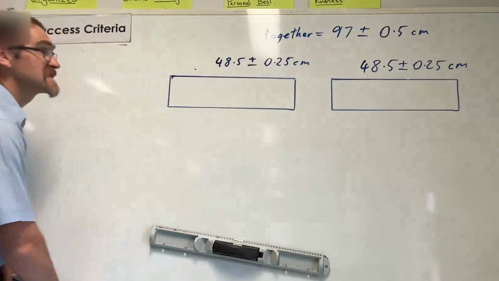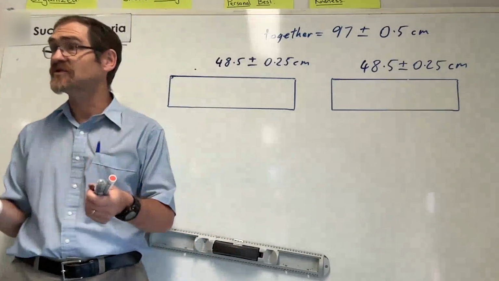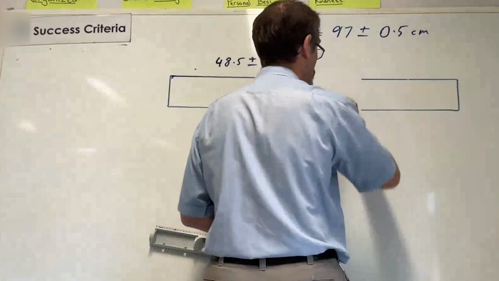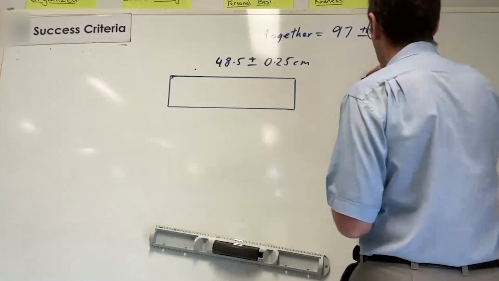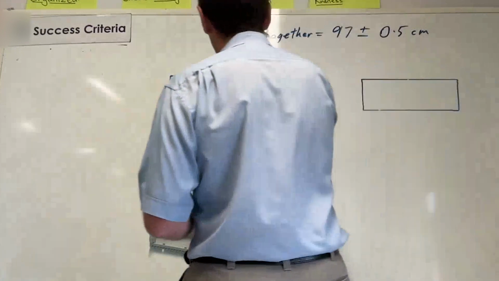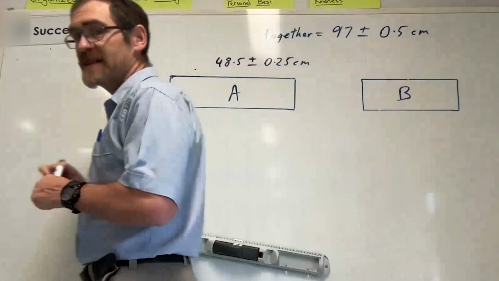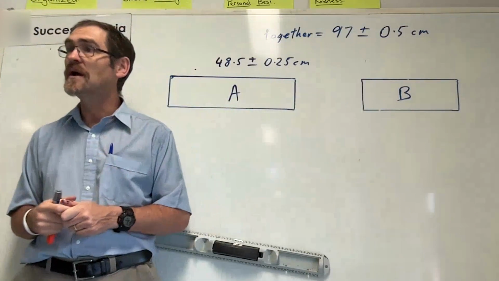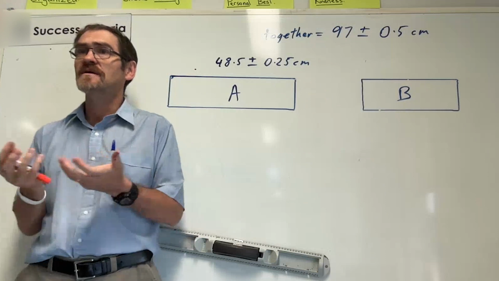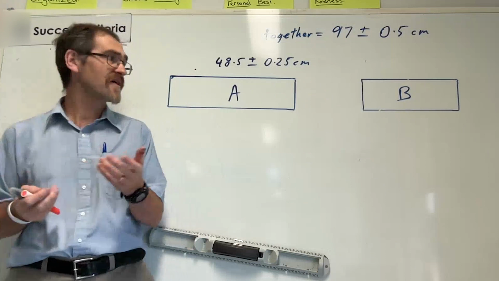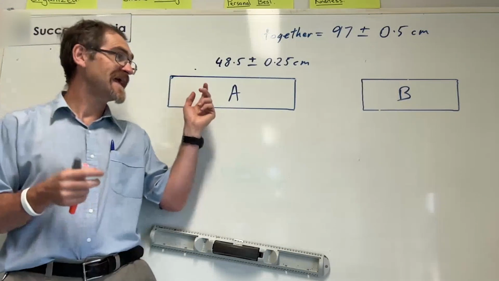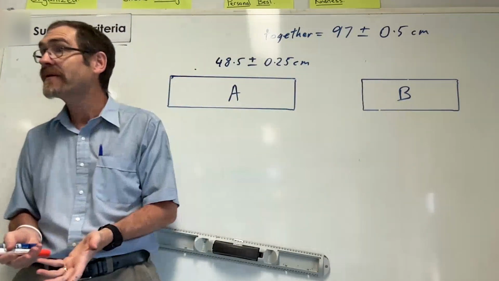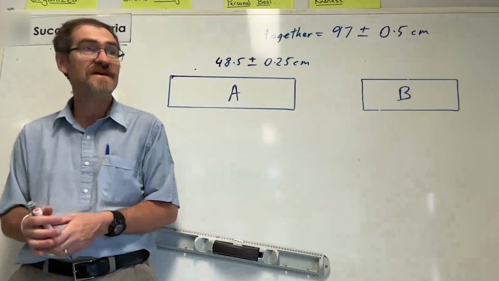Let's look at subtracting absolute uncertainty. In this situation, we imagine we've got two boxes, box A and box B. We're going to use them to fill a hole. Box A is being taken out of a hole. Box B is going to be put into the hole. What's the gap going to be? Because box B is smaller than box A, we're going to need to do a subtraction.